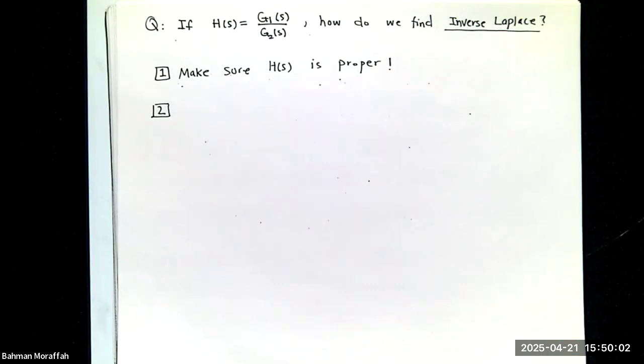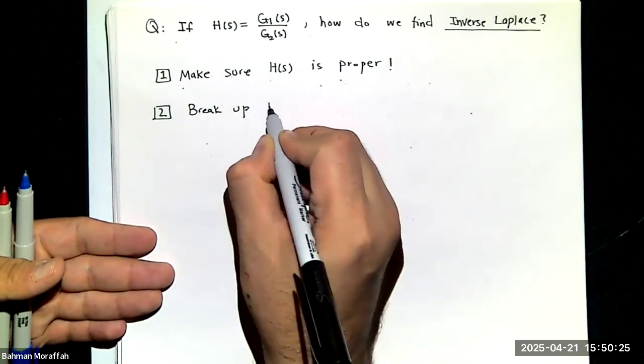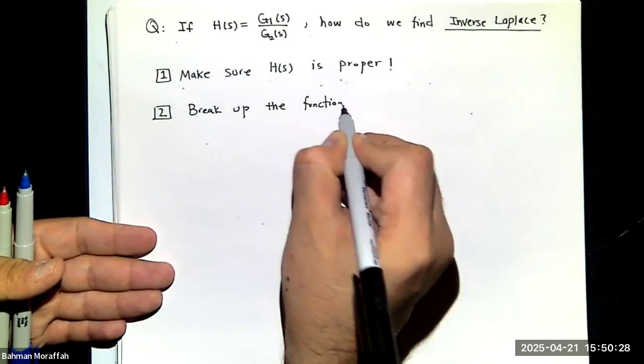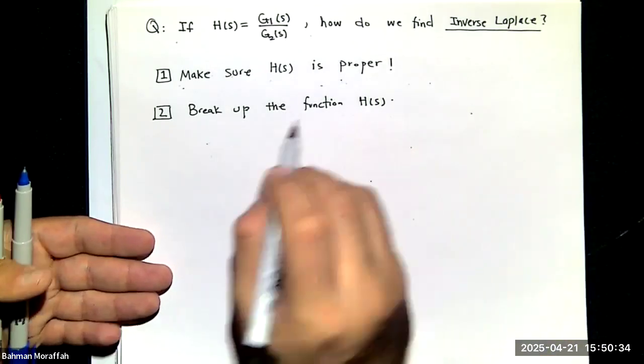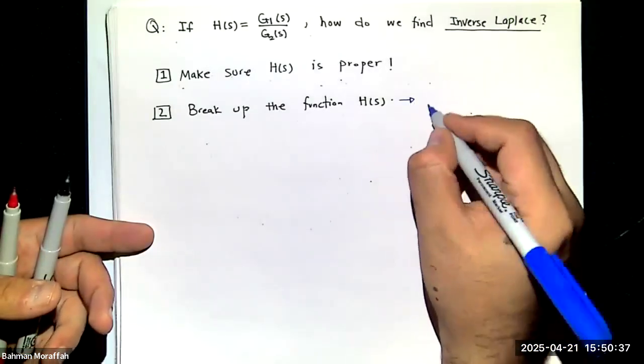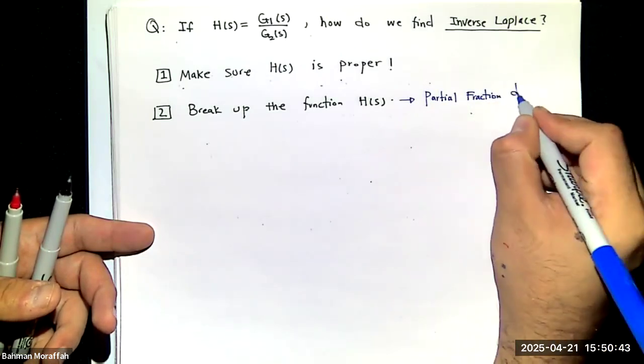Step 2, I'm going to break up this h of s into the functions I know. How do we usually break up division of two polynomials? How do we do this? We do partial fraction decomposition. So break up the function h of s. To do this, we do partial fraction decomposition.